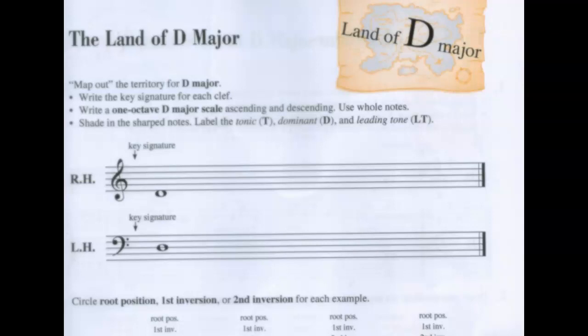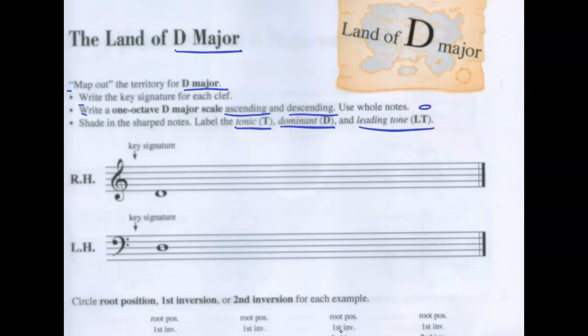Today we are going to talk about D major, the land of D major from Piano Adventure Level 4 Theory Book, page 31. Let's get started. So let's look at here, map out the territory for D major. Write the key signature for each clef and write a 1-octave D major scale, ascending and descending. Use whole notes, and shade in the sharp notes. Label the tonic, dominant, and leading tone: T for tonic, D for dominant, and LT for leading tone.